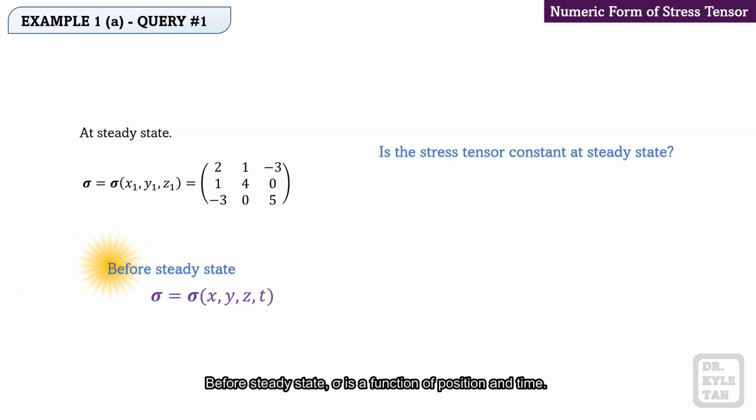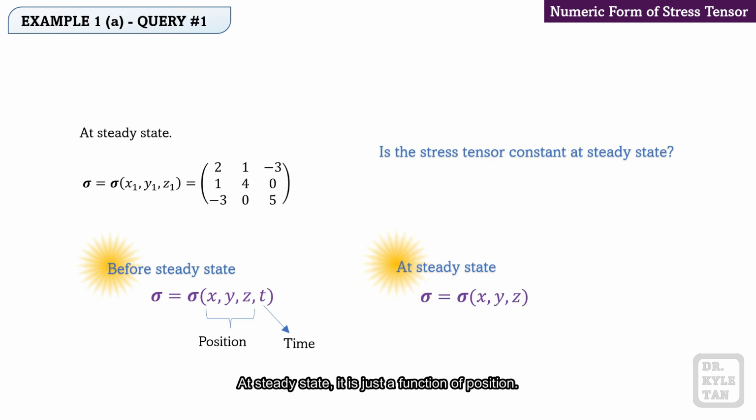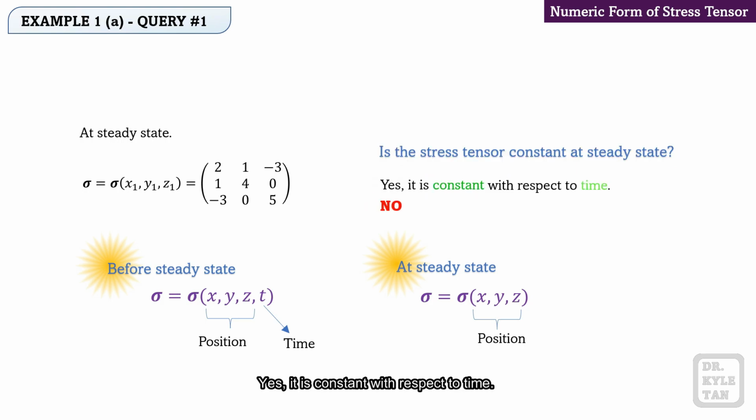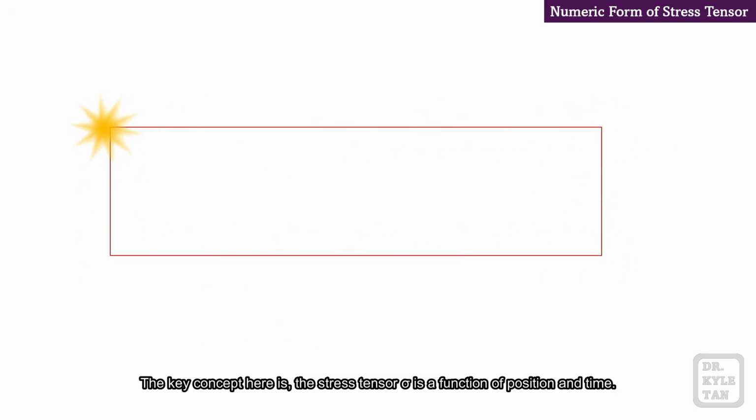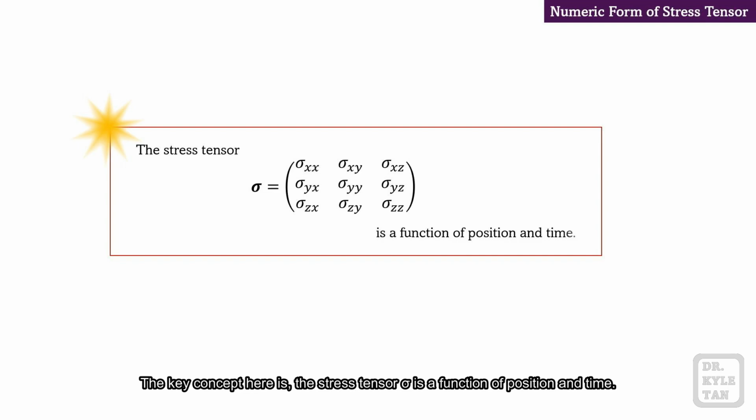Before a steady state, sigma is a function of position and time. At steady state, it is just a function of position. Is the stress tensor constant at steady state? Our answer is both yes and no. Yes, it is constant with respect to time. No, it is not constant with respect to position. The key concept here is the stress tensor sigma is a function of position and time.